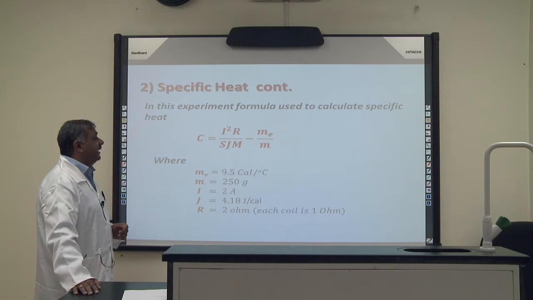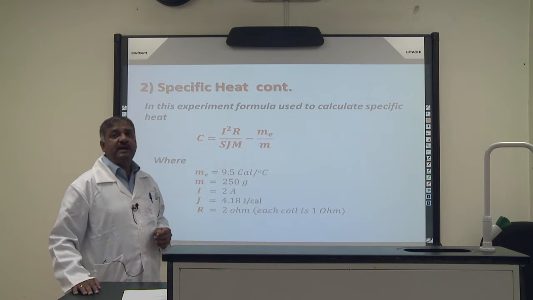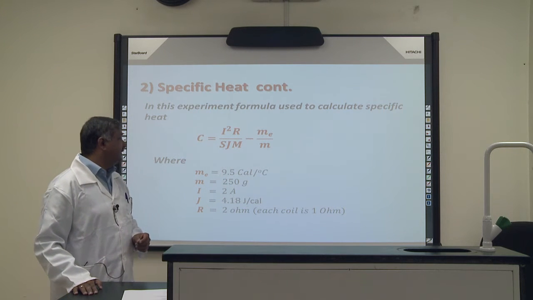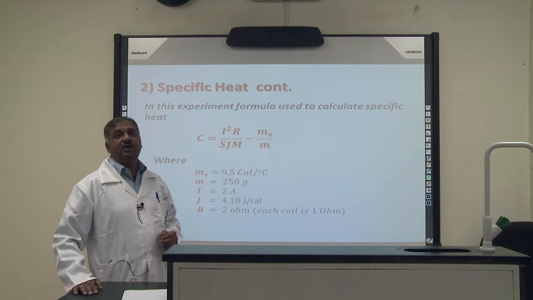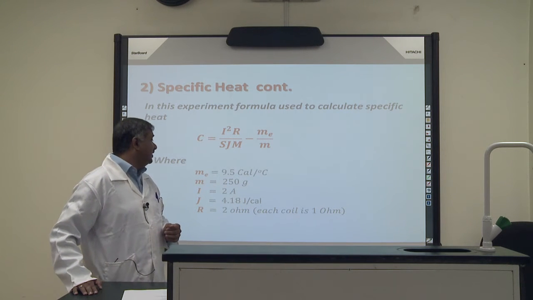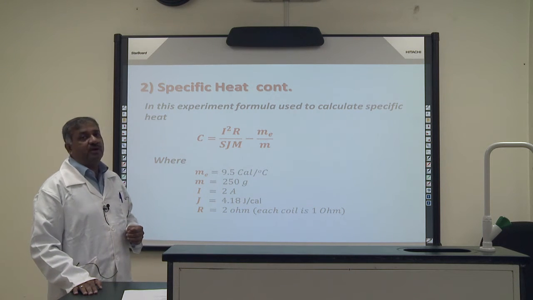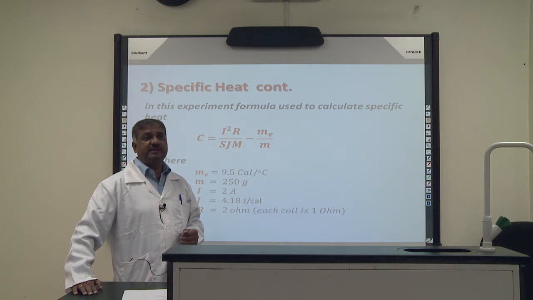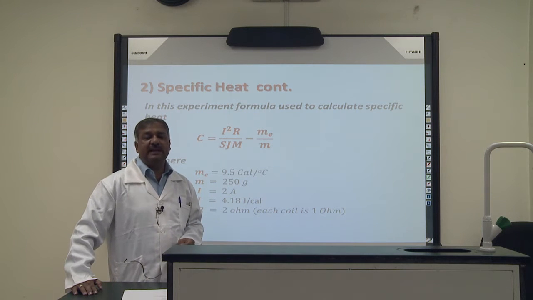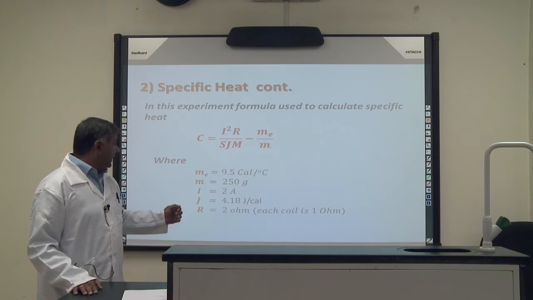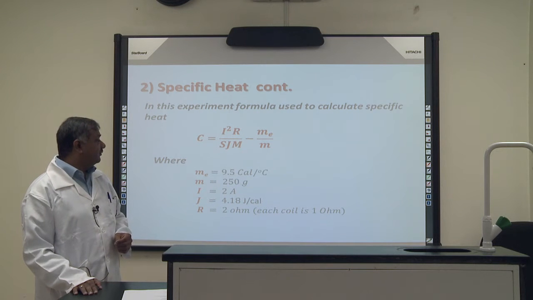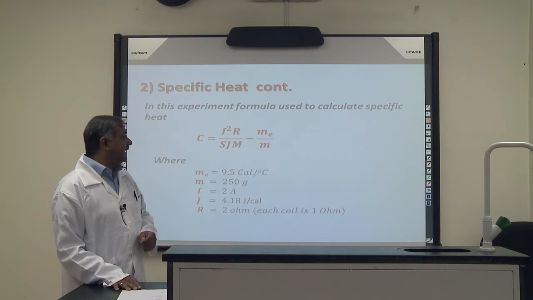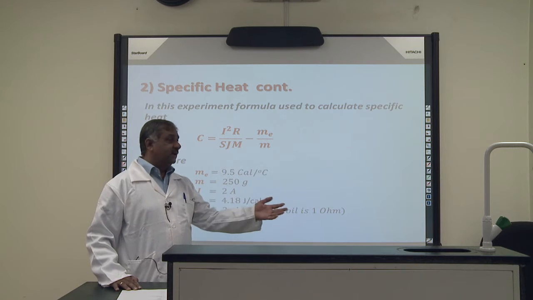Then m, the mass of the liquid. We are giving you the glycerine liquid, and that quantity is 250 grams. The current which is passing through the coils is 2 amperes. J is the constant, also called the mechanical heat constant or Joule's constant, both names for this, and it is also used as the electrical equivalent constant. And in the last, you are seeing we are using two coils. I will show you in the calorimeter. Each coil is 1 ohm.